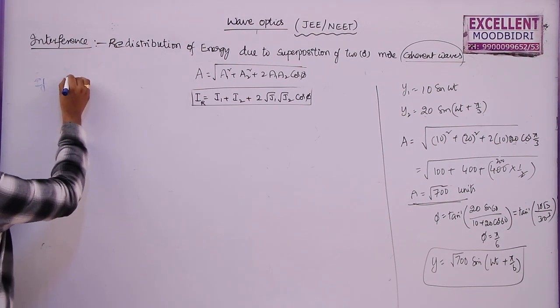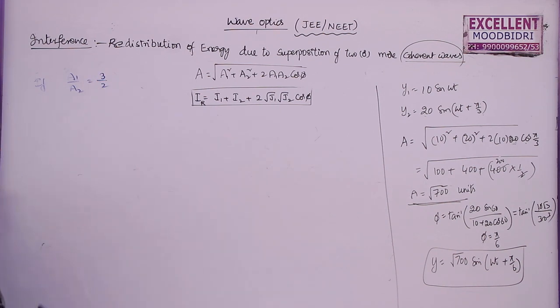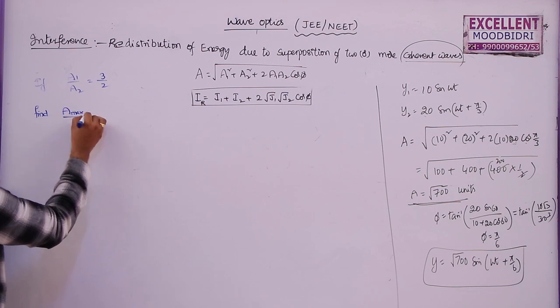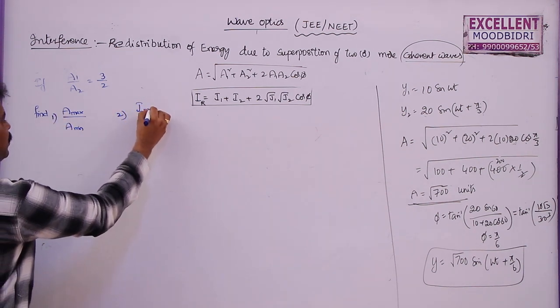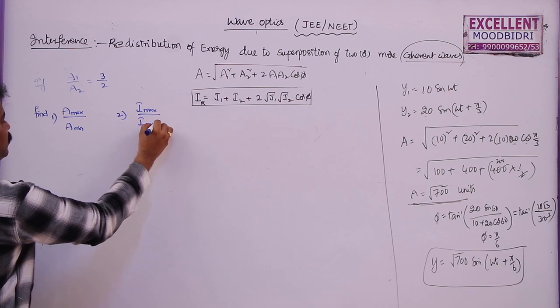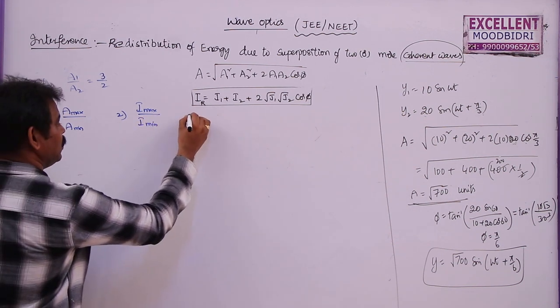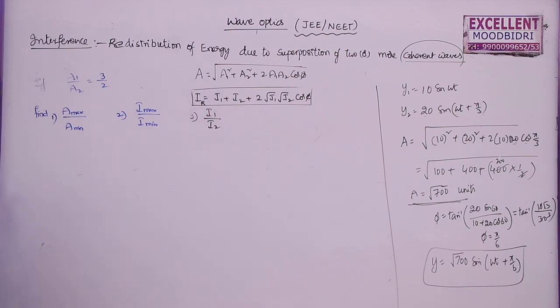Amplitude ratio is given as A1 by A2 is equal to 3 by 2. So then find A max by A min as well as I max by I min in this case. So in this case, what I am going to find? I am going to find out A max by A min, I max by I min, and sometimes they may ask to find out I1 by I2 here.